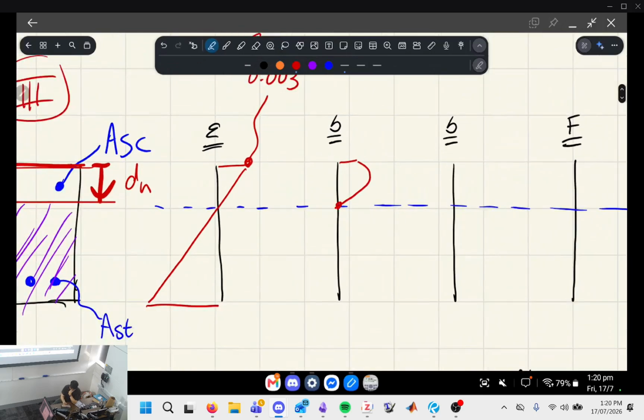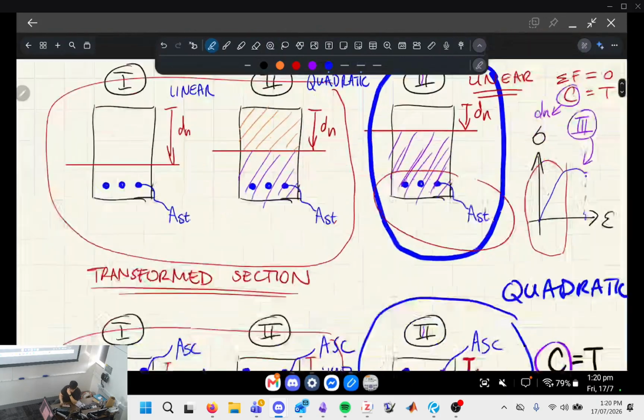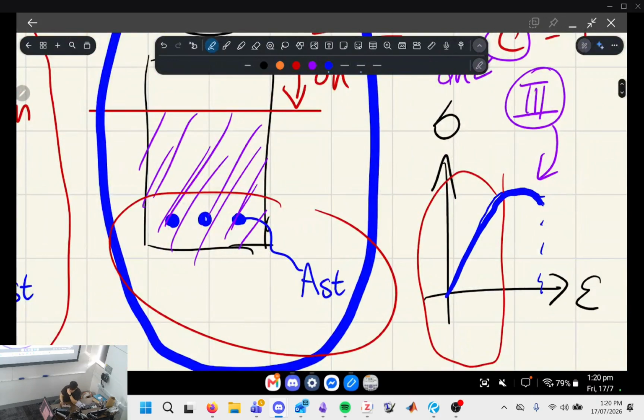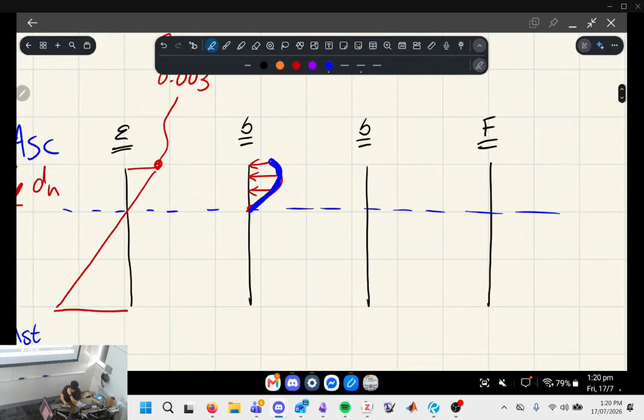And past this point, the concrete's in tension, and we're going to assume it doesn't have any tension strength, so it's just going to break. Everything that you see here for the stress is a parabolic, non-linear stress distribution for the concrete, right? And it's going to match up with this, essentially. This parabola shape is this, but just sideways, okay?